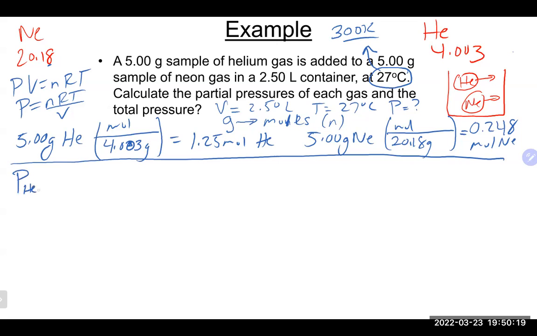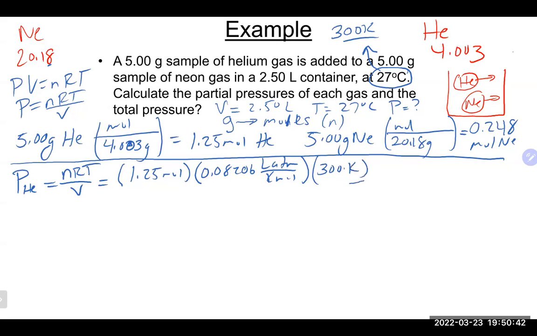The partial pressure of helium would be nRT divided by V. We want to use the moles for helium, which would be 1.25 moles. Remember that R you always have, so it's a constant, 0.08206 liters atmosphere per Kelvin mole. Our temperature that we converted to 300 Kelvin, all going to be divided by our volume, which was in liters, 2.5 liters. Again, the moles will cancel, the Kelvin will cancel, the liters will cancel, leaving us just atmospheres, which is good because we are looking for a pressure.